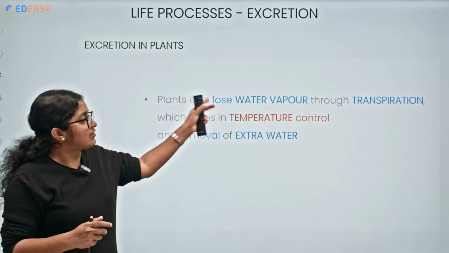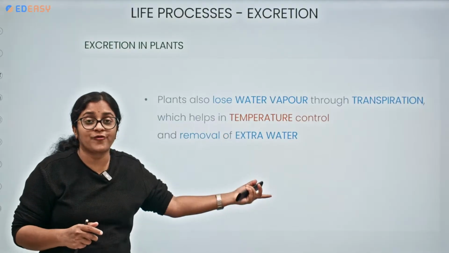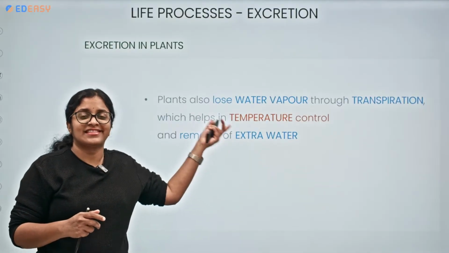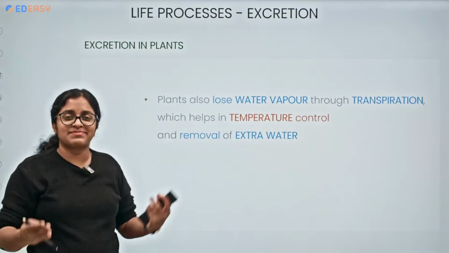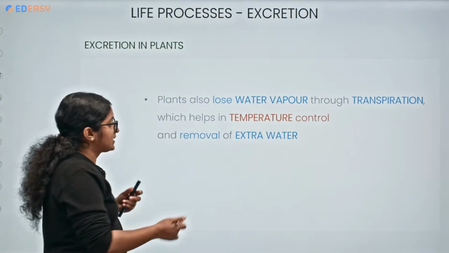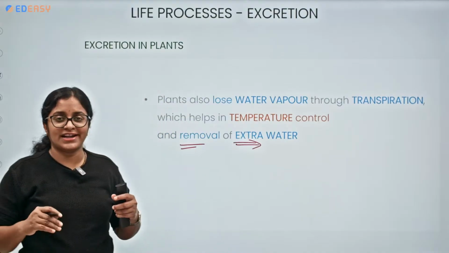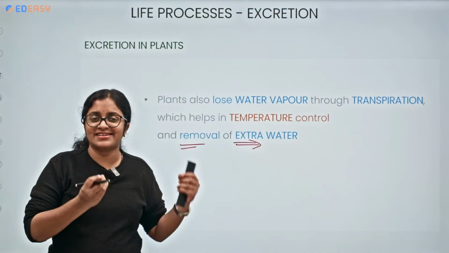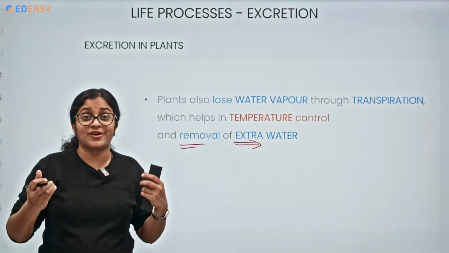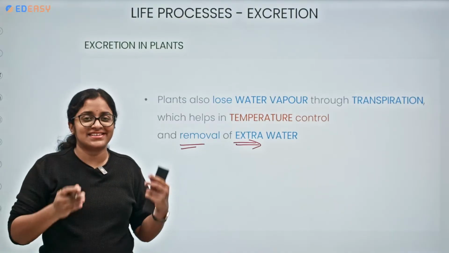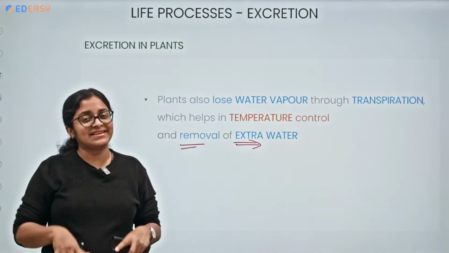Plants also lose water in the form of water vapor from the surface, that is transpiration. So transpiration helps in temperature control and removal of the extra waste matter. It's not like all the water that the plant is taking up is going to be utilized. No, it will definitely be utilizing some as per its requirement.